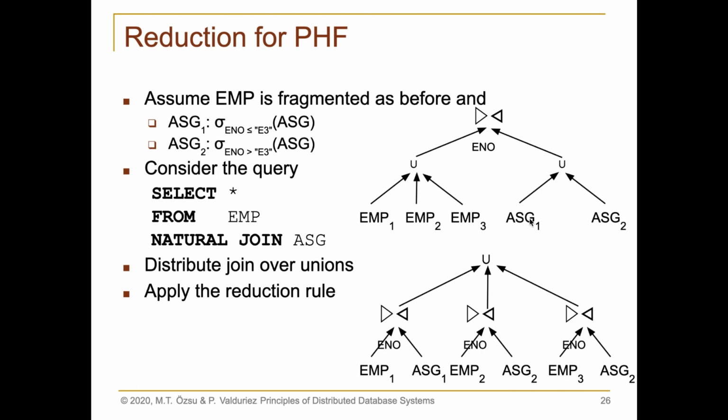Okay. So by eliminating all unwanted or non-participating fragments after distributing join over union, we come up with such a query graph. So in this query graph, join is distributed over union and unwanted fragments are eliminated from this set of relations.